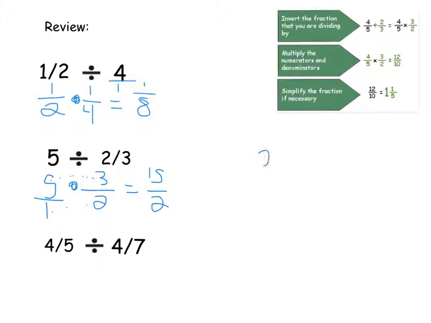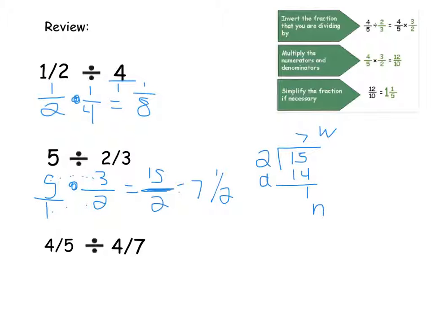So off to the side, I'm going to figure out how many times 2 goes into 15, because remember, this fraction bar really means division. So 2 goes into 15 7 times, with 1 left over. So going clockwise, whole, numerator, denominator. So 7 and 1/2.